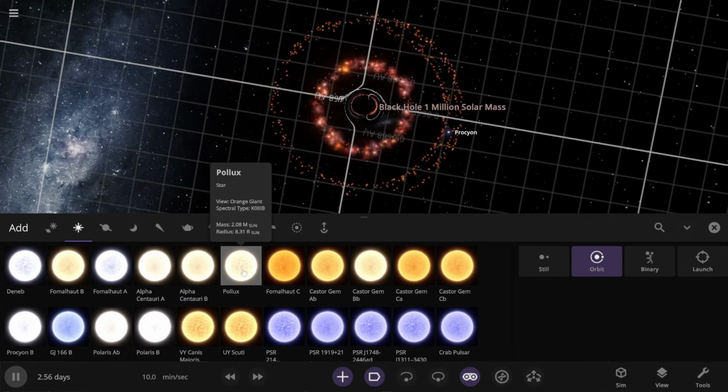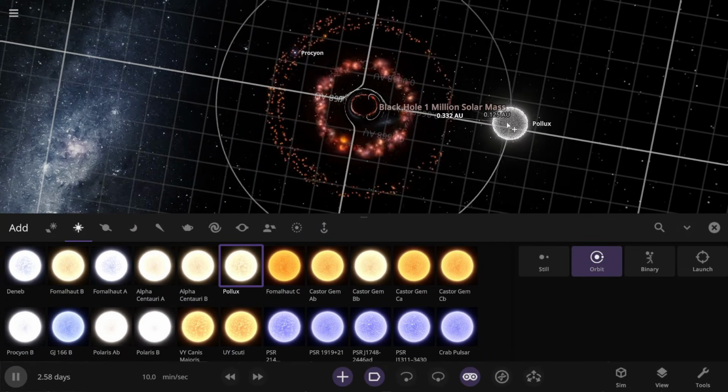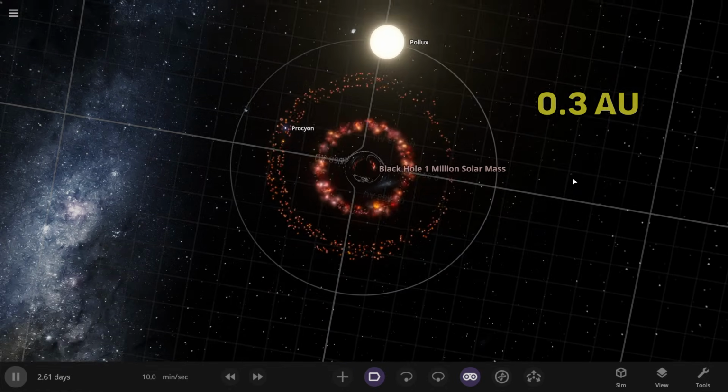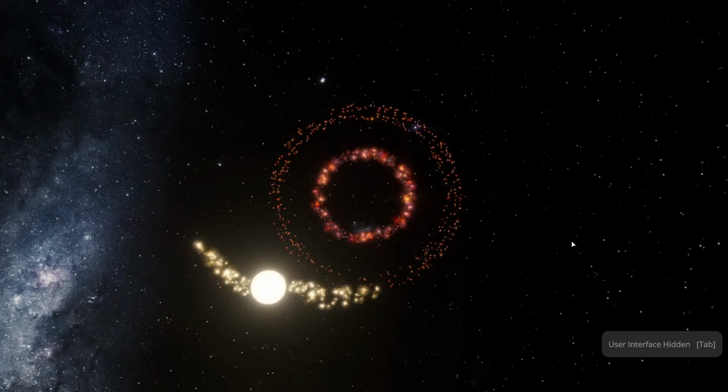Now I'll take a bigger star. This time I think Pollux will be perfect. And let's put it at a distance of 0.3 astronomical units from the center of the black hole. Pollux is also being torn apart.